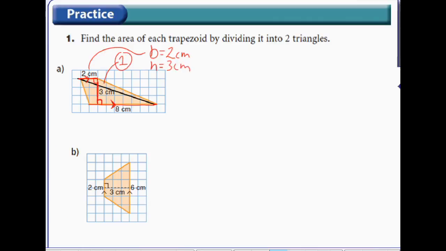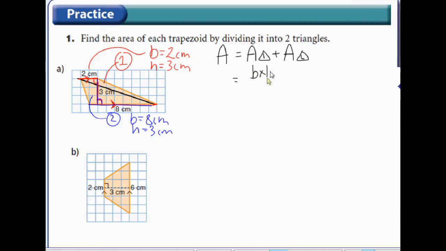Then in blue, we will do triangle number 2 over here. Clearly, this is going to be our base at 8 centimeters. And the height is going to be the same because there's our perpendicular line, which is 3 centimeters. And we're simply going to add them together. So area is equal to area of triangle number 1 plus area of triangle number 2. Area of triangle 1 is base times height divided by 2, plus area of triangle 2 is base times height divided by 2 for triangle 2.